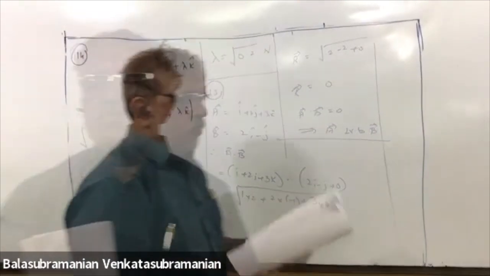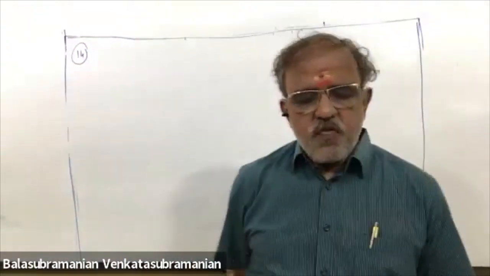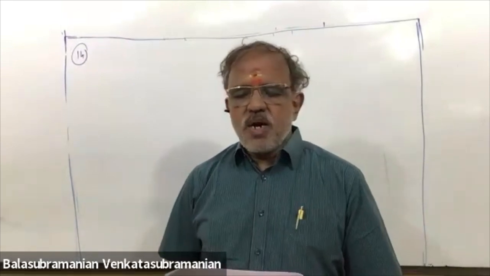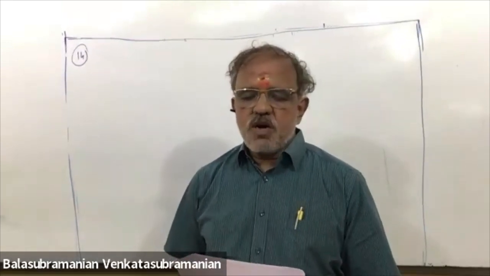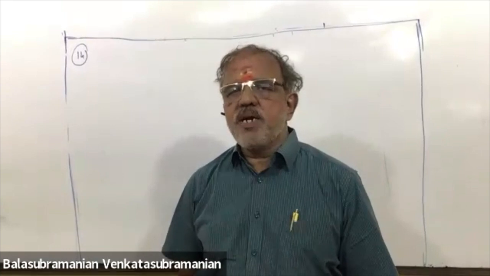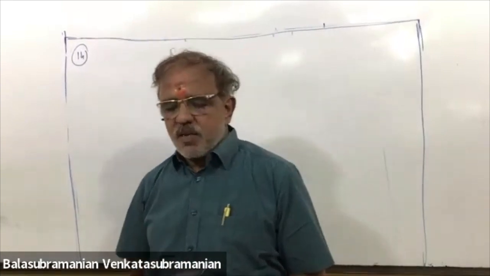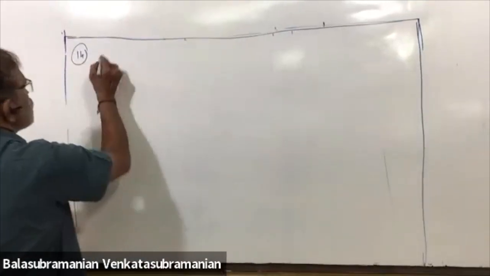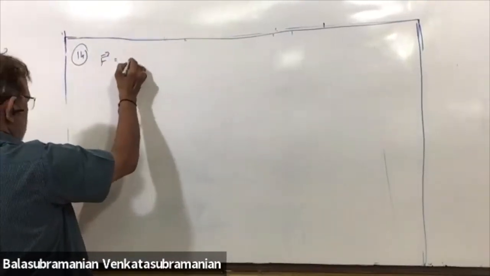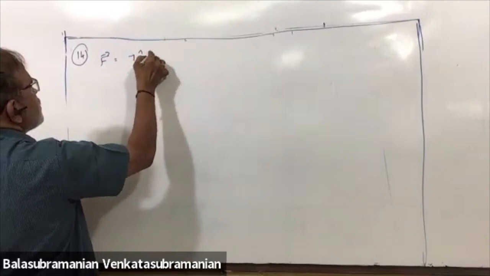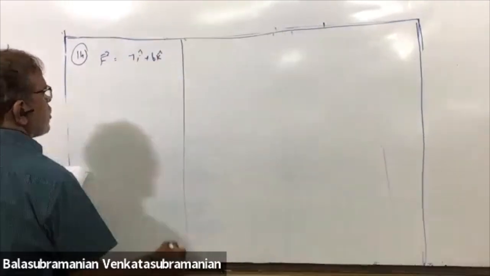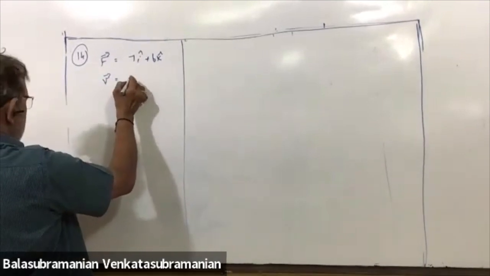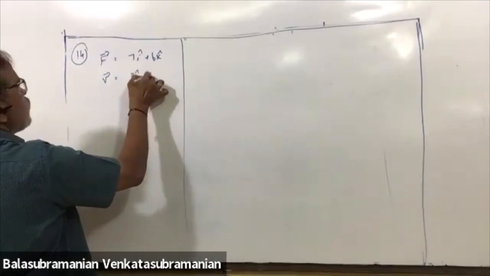Right. 14th problem. A force of 7i plus 6k Newton makes a body move on a rough plane with a velocity of 3j plus 4k meter per second. Calculate the power in watt. Force F is equal to 7i plus 6k. Velocity V is equal to 3j plus 4k.